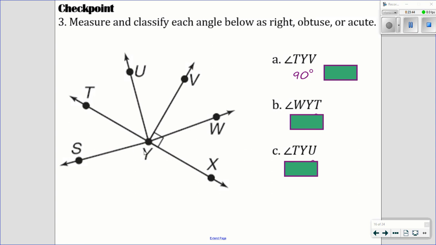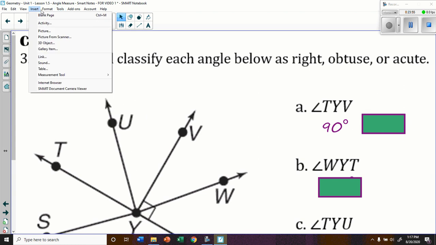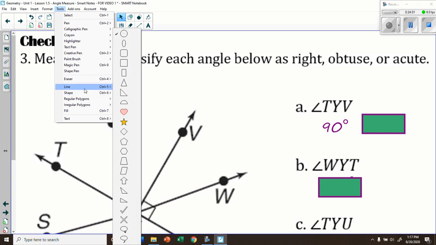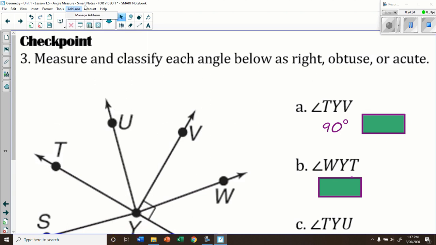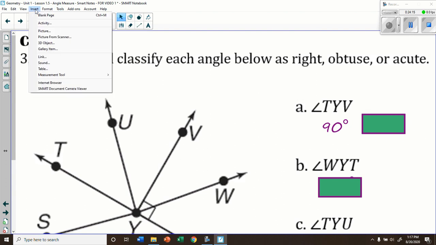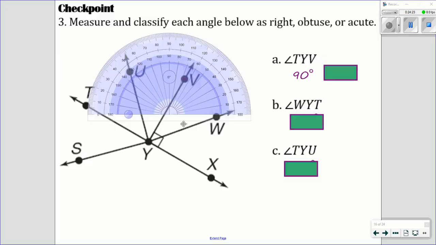WYT, well, I should get the protractor for this one. Let me see, that's the tool. Where is it? That's pencil, where's the tool? Unless it moved. Pen, format, oh, there it is. Measurement tool, protractor. Alright, so we have our protractor. Let me go back to full screen.